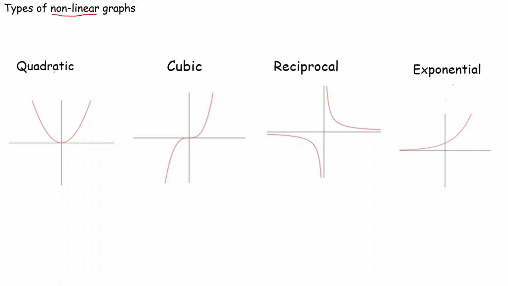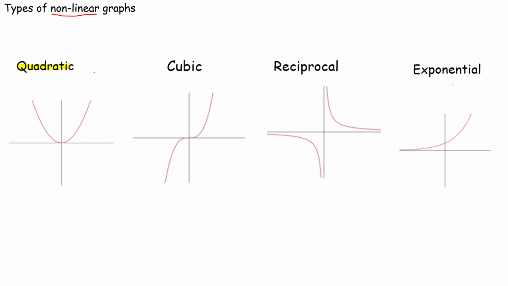And these 4 are quadratic graphs, which is what we're doing today, cubic, reciprocal, and exponential. I'll do a video on each of these, but today we're looking at quadratic graphs. A quadratic takes this kind of U shape that you can see here.